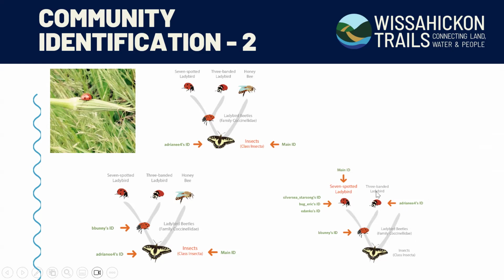And after Adrienne puts that in, then three other people come along and say, no, we disagree. This is not a three-banded ladybird. This is a seven-spotted ladybird. And because there's three of them here, there's more than two out of three, in this case, three out of three, all agree that it's a seven-spotted ladybird. So that community taxon would move the observation to research grade because more than 2 out of 3 people agree that it's a seven-spotted ladybird. And that's what iNaturalist would say that picture, that species is.